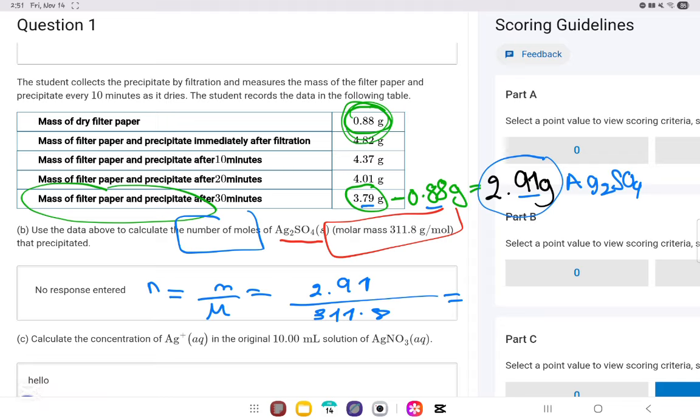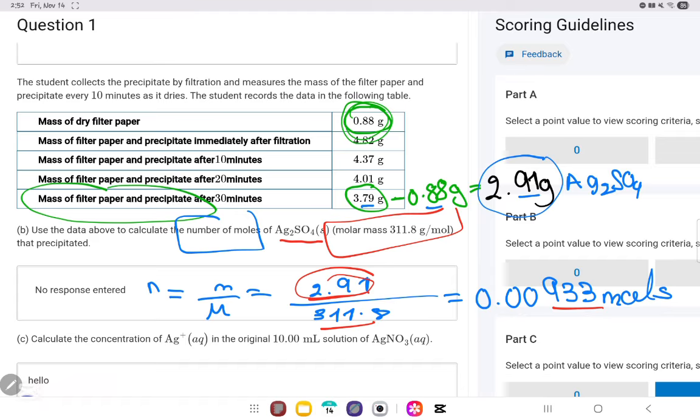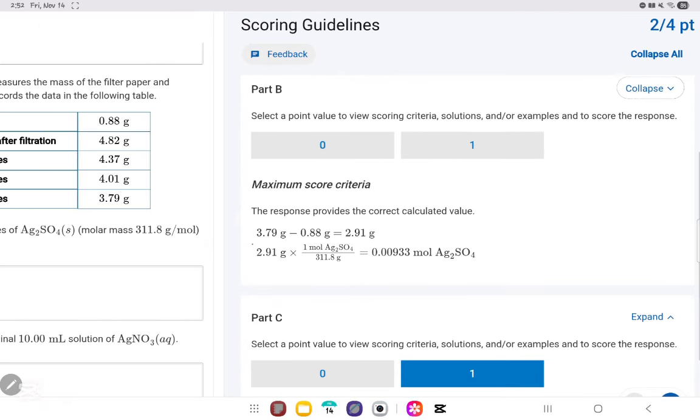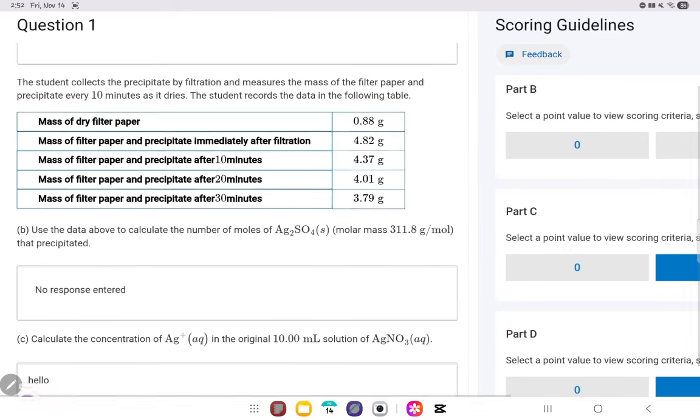I will get as my answer 0.00933 moles. Of course, to the correct number of significant figures, because this is 3 and this is 4. For sure, I'm taking the lesser, which is 3. So I'm going to have 3 significant figures, okay? So in part B, in order to get the full answer, the first thing you're supposed to write is this. The second thing you're supposed to write is this, and you're going to get 0.00933 moles of Ag2SO4. We'll move on now to part C.